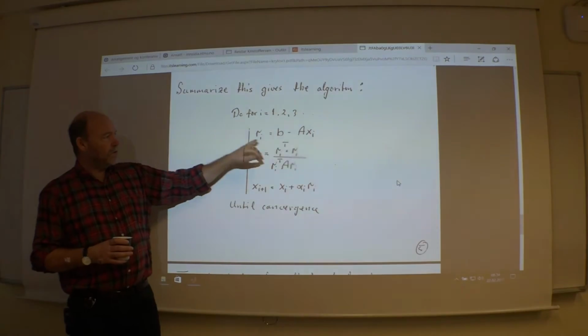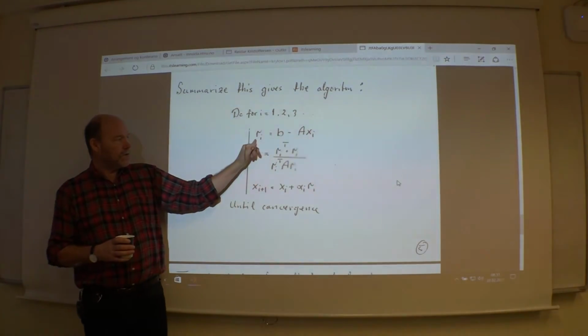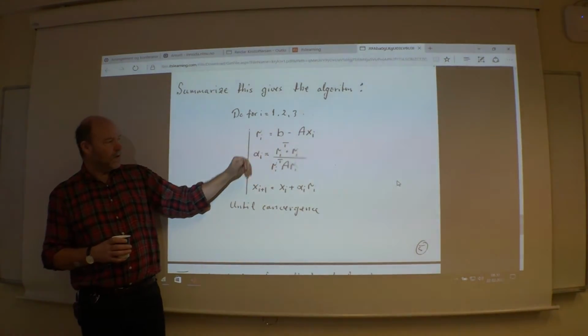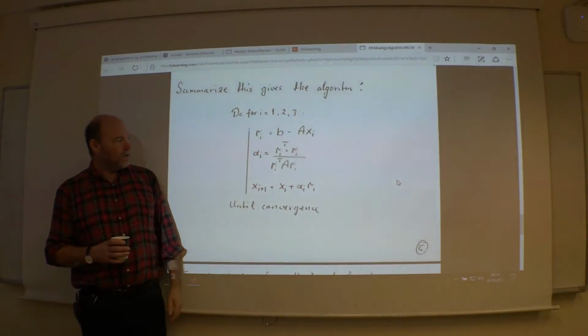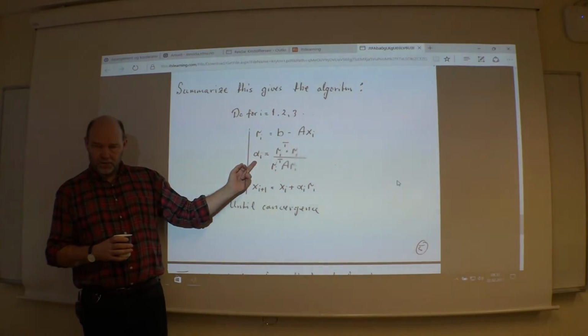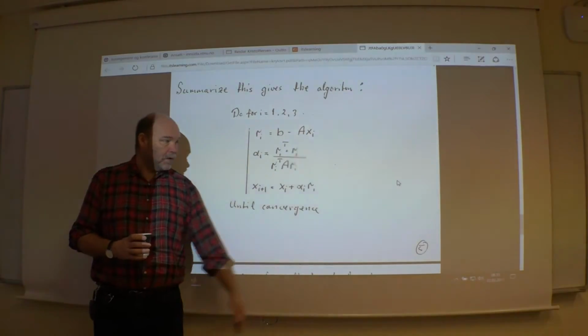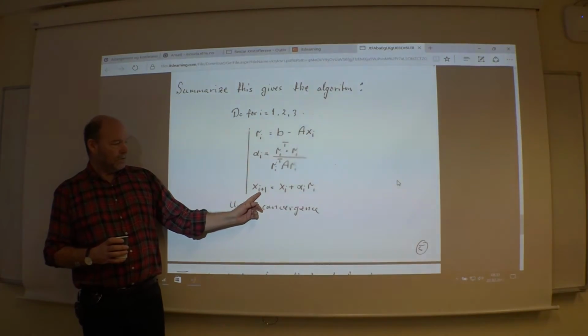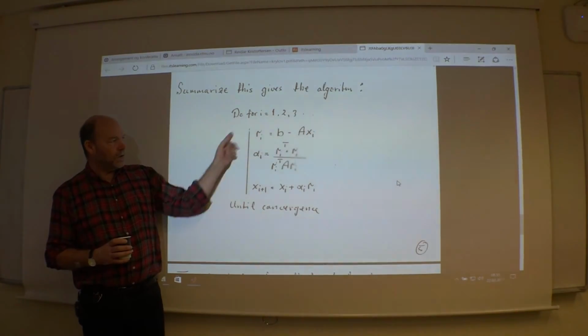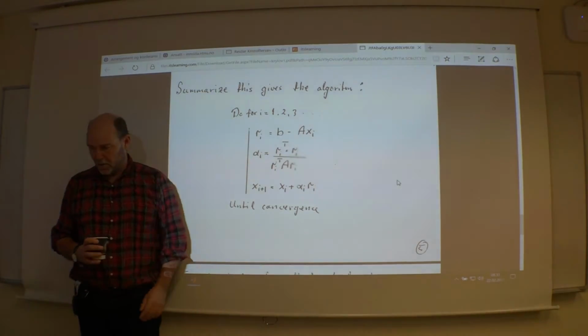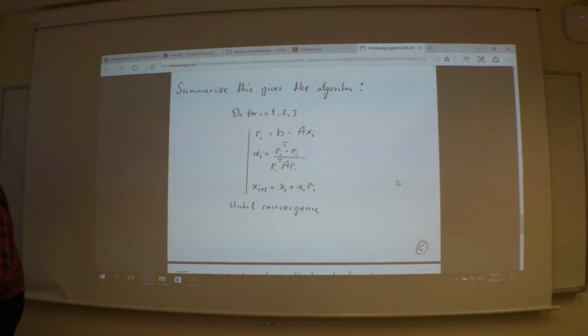Start wherever you want. Calculate the residual. Use the residual as a new walking direction. Calculate alpha to find out how big your step should be. And then you just update. And then you do it over and over and over again. So that is the idea.